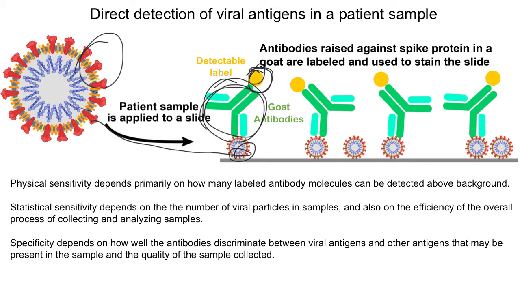The on-site ones with horseradish peroxidase, I might need 10,000 molecules. I can do this with a fluorescent tag in the lab, but now I have to have the sample processed in a lab. So physical sensitivity is going to depend on how well I can detect the antibody and the thing that I labeled it with.